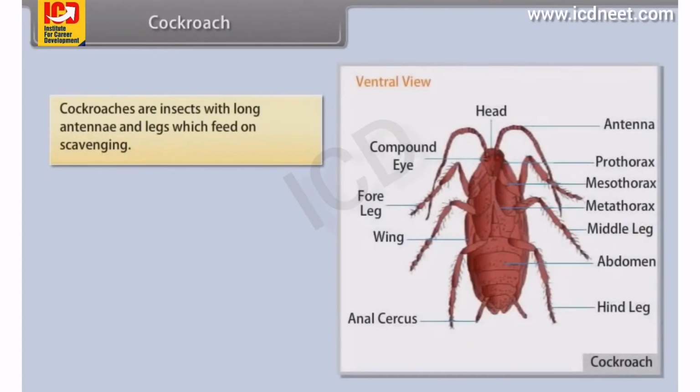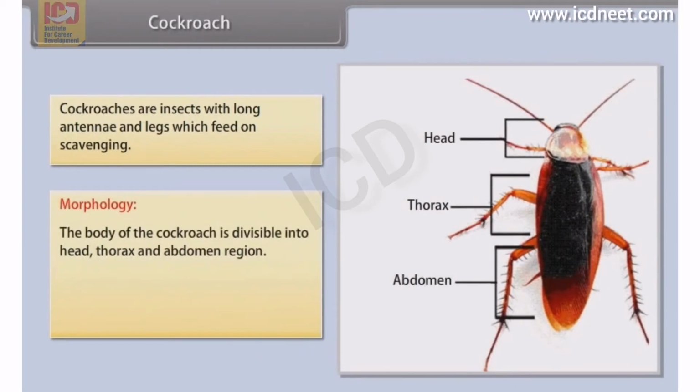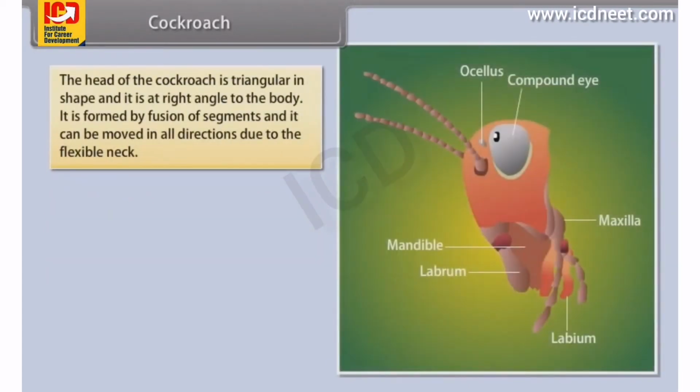Cockroach. Cockroaches are insects with long antennae and legs which feed on scavenging. Morphology. The body of the cockroach is divisible into head, thorax, and abdomen region. The cockroach has sensory antennae which help them to monitor their surrounding environment. The head of the cockroach is triangular in shape and it is at right angle to the body. It is formed by fusion of segments and it can be moved in all directions due to the flexible neck.